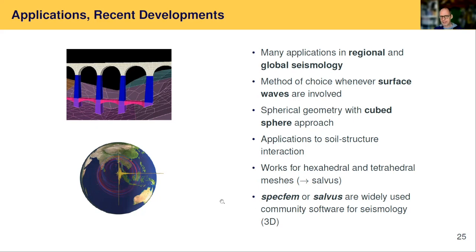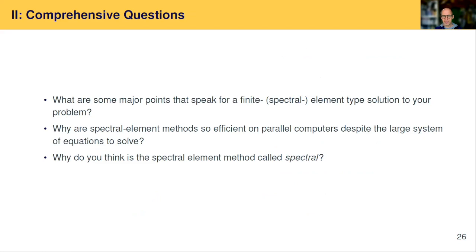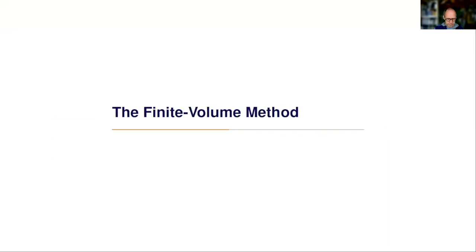Okay, so these questions we can discuss. What are some major points in favor of spectral elements? Maybe think about this: why are spectral element methods so efficient? Parallel computers, mass matrix. Why do you think the spectral element method is called spectral? I'll give you the answer. It's because of the spectral convergence of the basis functions. It's how quickly they converge if you interpolate a function.